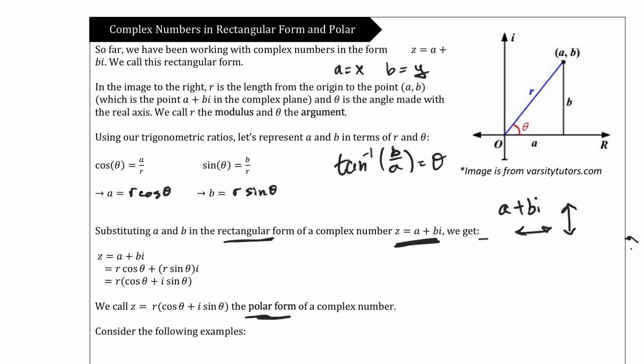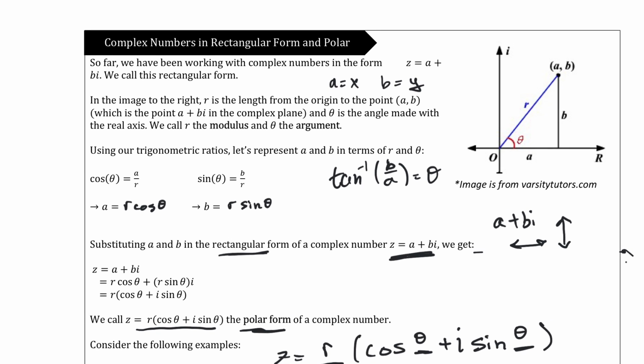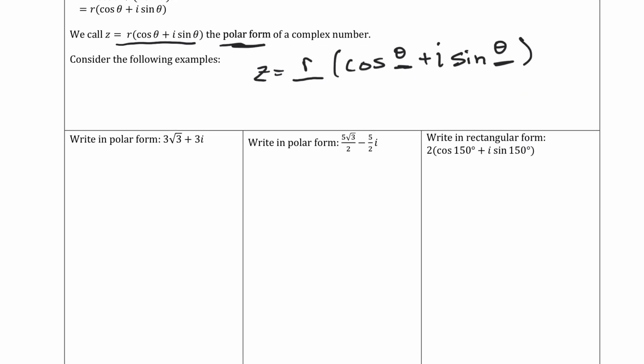The polar form is something new. The polar form looks like this: z equals r times the cosine of theta plus i sine of theta. What I really want you to realize is that this format is kind of like a fill-in-the-blank template. It's not something you have to calculate. When I ask you for the polar form of a complex number, you're just going to fill in these blanks: this blank is r, and this blank is theta. That's the bottom line.